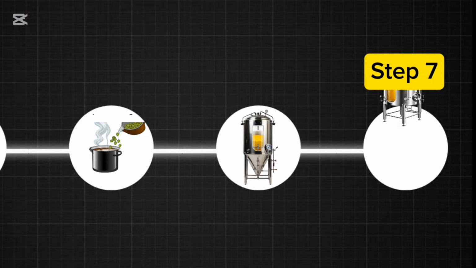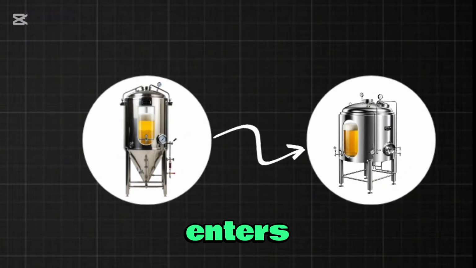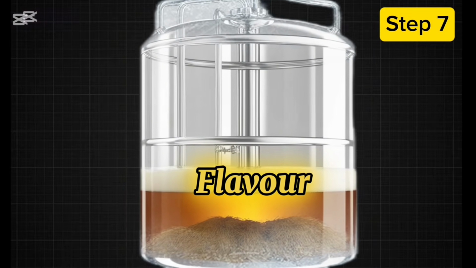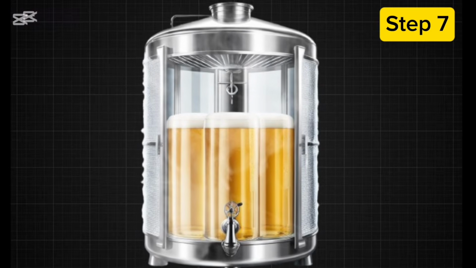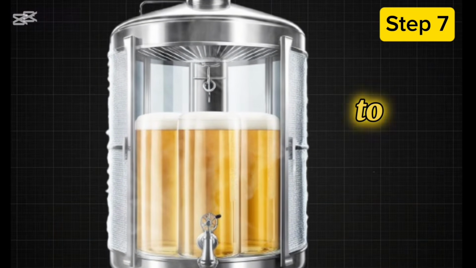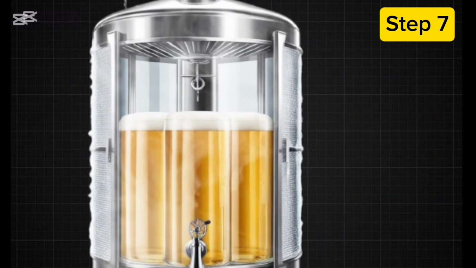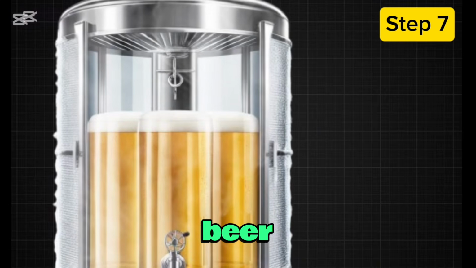Step 7. Maturation. Once fermentation is complete, the beer enters the maturation phase. This allows the flavors to develop and any residual yeast or particles to settle. During maturation, the beer is stored at a lower temperature, typically near freezing for lagers, to enhance clarity and flavor. This stage can take anywhere from a few weeks to several months, depending on the beer style.